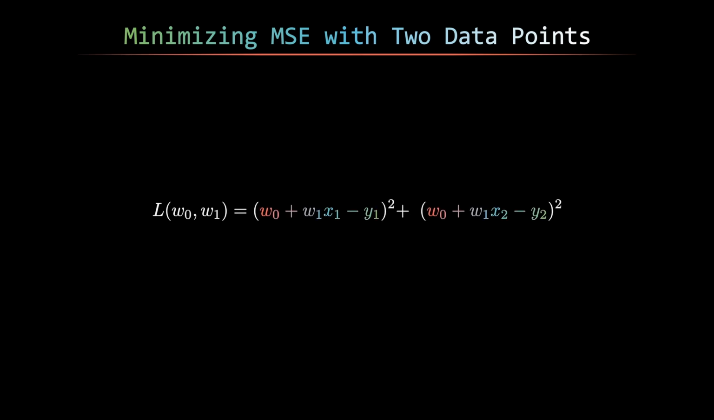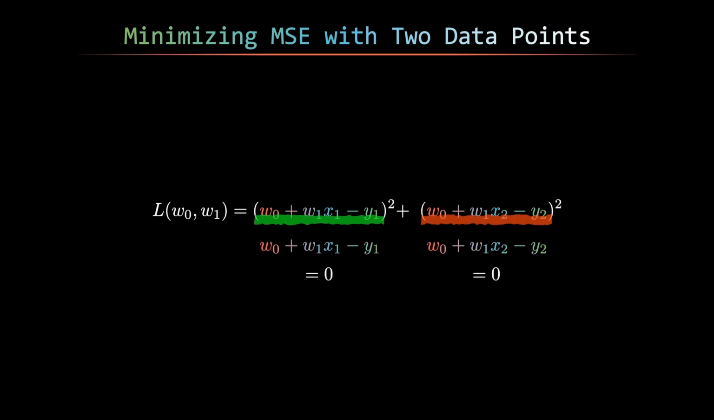Let's see this mathematically. We want to minimize the loss function, but we already know that its minimum value is 0. And each individual term is also 0. Why? Because the line passes exactly through both points. In the end, we're just solving a system of equations. The coordinates x1, y1, and x2, y2 are given data, and the unknowns are W0 and W1. So we have 2 equations with 2 unknowns. You can also solve this using partial derivatives if you like.